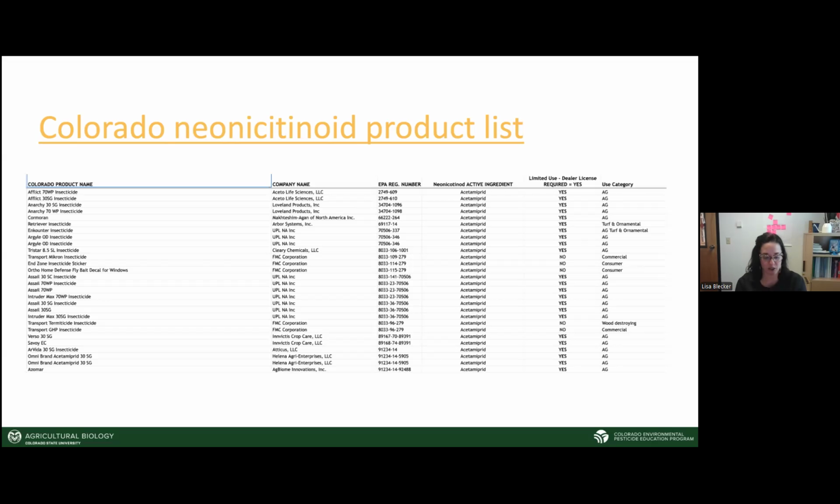I have a slide later in this PowerPoint that says just because you can buy something online doesn't mean that you should. And that's the truth here. You may be tempted to go to an online retailer to purchase one of these things that you can no longer buy in your local garden center. But I'm asking you to verify that it's actually registered in Colorado as well, because there would be a very good reason why it's not registered in Colorado.